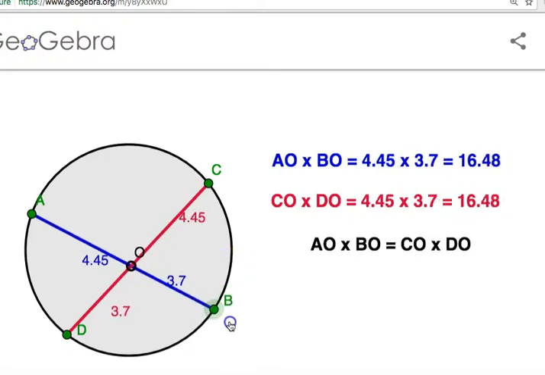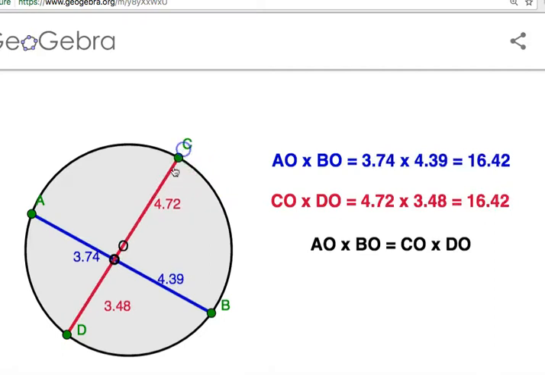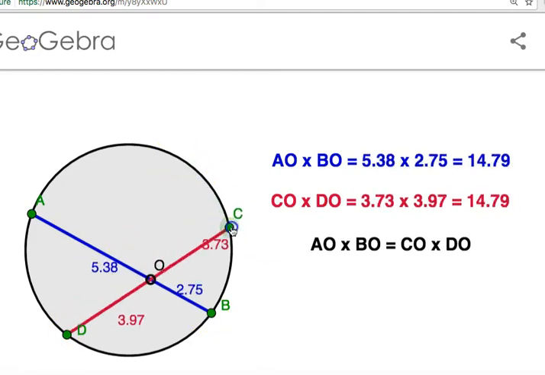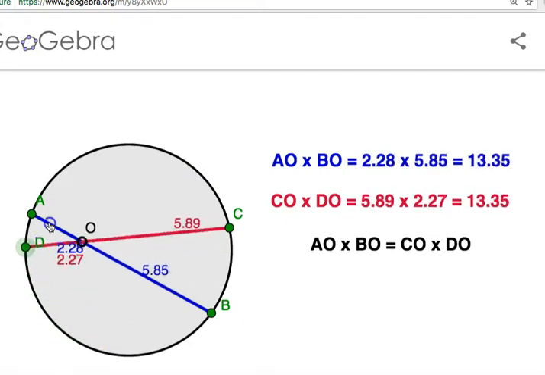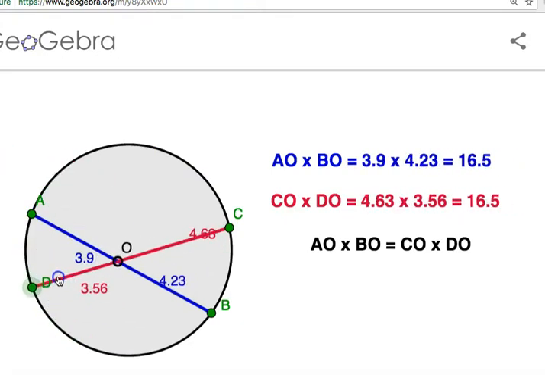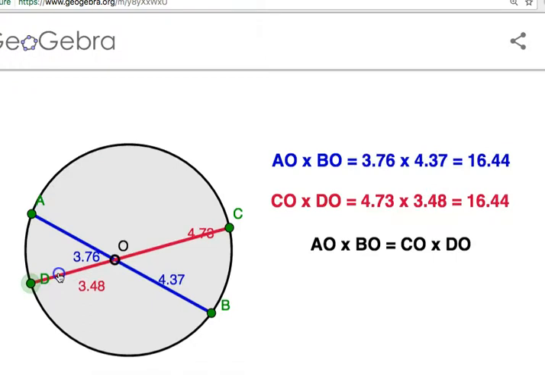In this program, every time we move the points, we get new measures for AO, OB, CO, OD. We can see as we move these around and the lengths change, as long as they're intersecting, otherwise it ends up outside. So therefore AO times OB equals CO times DO.